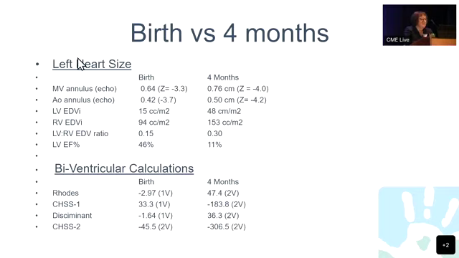So we looked at her data comparing birth and now, at 4 months. We saw that her mitral valve annulus and aortic valve annulus grew a little, although not that much, and still have a z-score of about -4. But her LV volume grew significantly from 15 to 48, and her LV to RV ratio went from 0.15 to 0.3. So we reanalyzed her through all of those different Rhodes criteria, CHSS1 criteria, et cetera, and all of them actually predicted now that she should undergo a 2-ventricle repair.